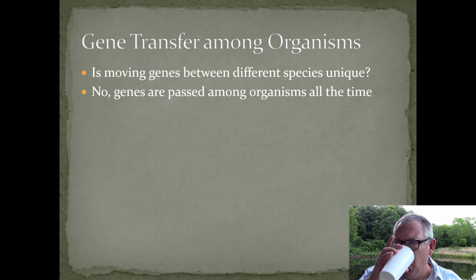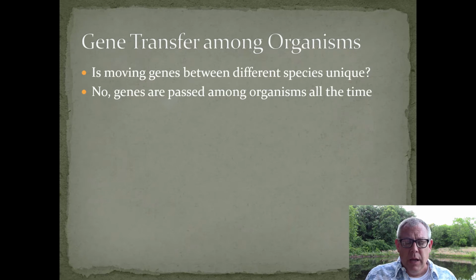Now, one of the complaints against GMOs is that it's, quote-unquote, playing God, or it's something that we shouldn't be doing, that we shouldn't be moving genes among species because that's not natural. Well, is it? Is it unnatural? Is moving genes between different species unique? No, it is not unique. In fact, you find that genes get transferred among species all the time. This is not something that humans came up with. Organisms have been doing this for billions of years.